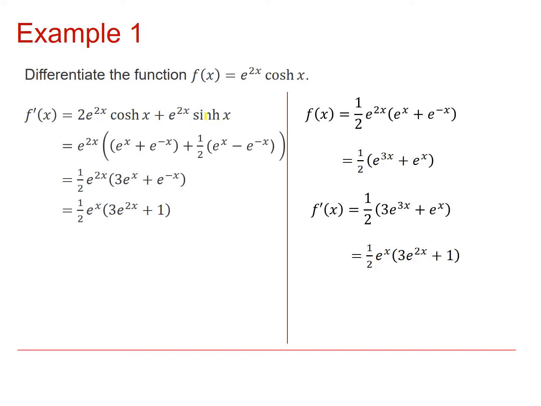The left-hand side shows you using the products rule and working down to here. On the right-hand side, we've manipulated the original function, substituting in the e to the x form, and then differentiated that e to the x form through here in the normal way to give us the same final result.